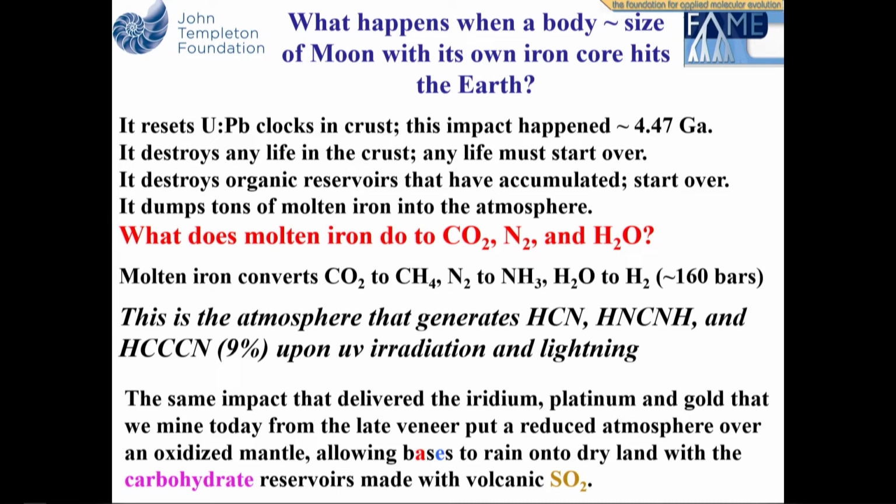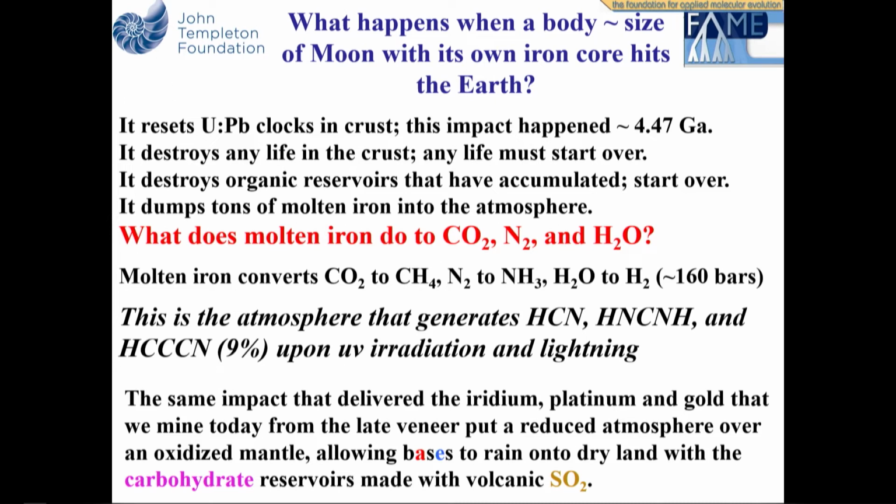But then it dumps tons of molten iron into the atmosphere, and what the molten iron does is it converts the carbon dioxide to methane, then dinitrogen to ammonia, the water to dihydrogen. We may have had 90 bars of hydrogen, I think is a better estimate here. And this is the atmosphere that now can generate hydrogen cyanide, cyanamide, and cyanoacetylene, maybe up as much as 9%, upon UV irradiation and lightning.